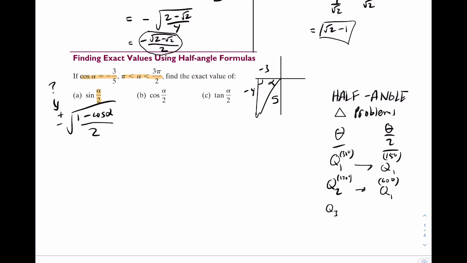Let's go to quadrant 3. Let's say you're in quadrant 3. Let's pick an easy one, like 240. If you half that, you get 120. And now you're in quadrant 2. And there's a weird one, quadrant 4. Let's say I pick 300. If you half 300, you get 150. Notice how you're still in quadrant 2.